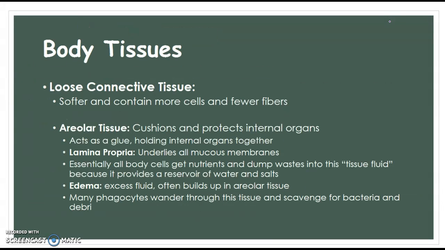Now we're going to talk about the different types of loose connective tissue. One is areolar connective tissue, and we're going to find this kind of surrounding all of our internal organs. It's going to have a lot of those reticular fibers because it's literally creating a net around your internal organs. And we also find it under all of our mucous membranes. This is the tissue that we kind of store nutrients and we also dump waste into.